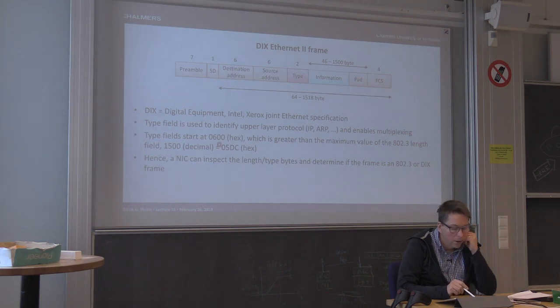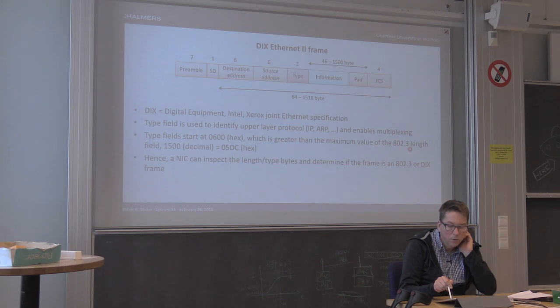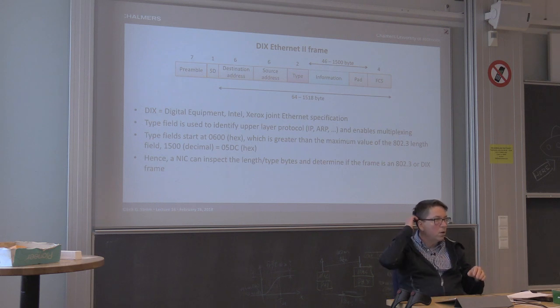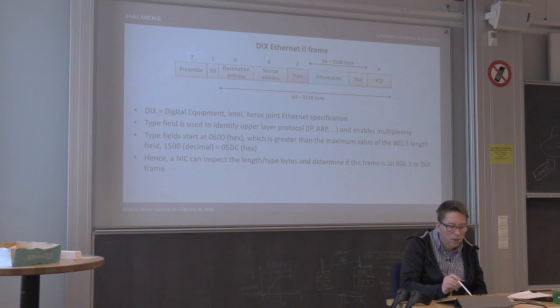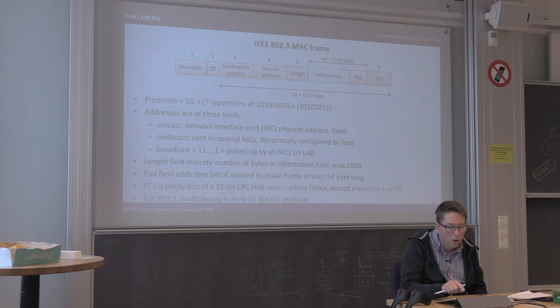The type field starts at this number, 0600 in hexadecimal. And this is greater than the maximum value of the 802.3 length field, which is 1500 in decimal, or 05DC in hex. So 05DC is less than 0600. So a network interface card that receives a frame can look at these 2 bytes and understand whether it's a type field or if it's a length field.